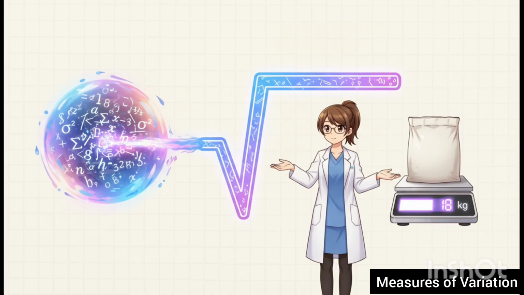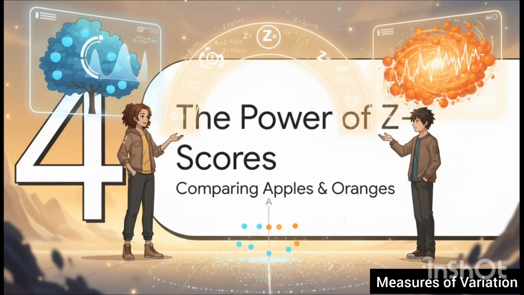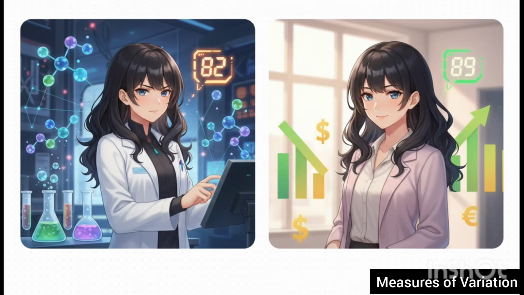That's a useful number. Okay, this is where things get really cool. Now that we can measure spread, we can do some powerful stuff with it. Like, how do you compare things that are totally different, apples and oranges, right? How do you compare a score on a really hard test to a score on an easy one? Let's check it out. Check out this puzzle.